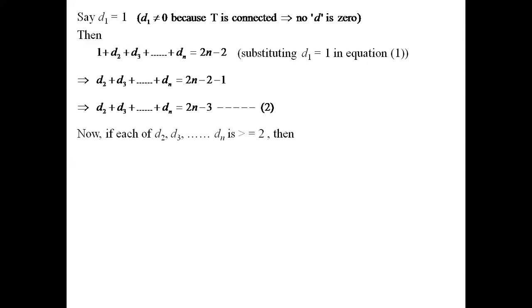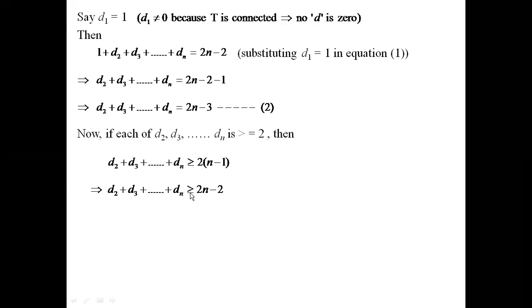Now we again assume in the same manner that the degree of every vertex D2, D3, etc. up to Dn is again greater than or equal to 2. That means the remaining vertices, every vertex except D1, have degree greater than or equal to 2. Then what happens? The sum of all these D2, D3, etc. up to Dn will be greater than or equal to 2 times n minus 1. We have only n minus 1 vertices here; 2, 3, 4, etc. up to n gives us n minus 1 vertices. So the sum will be greater than or equal to 2 times n minus 1.